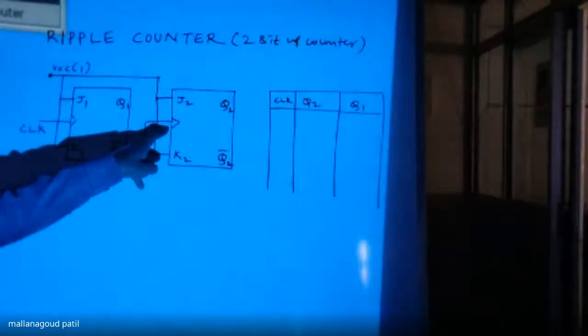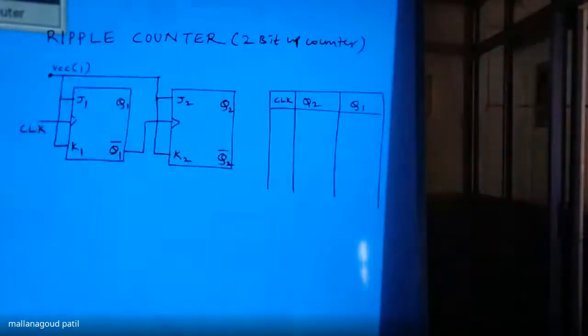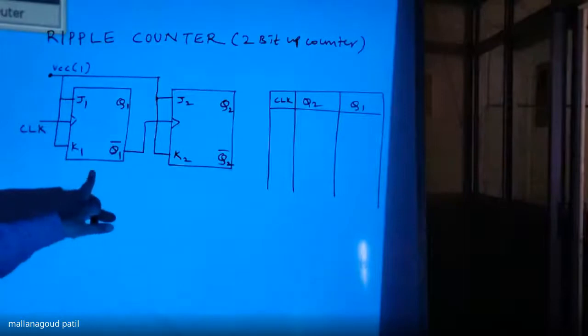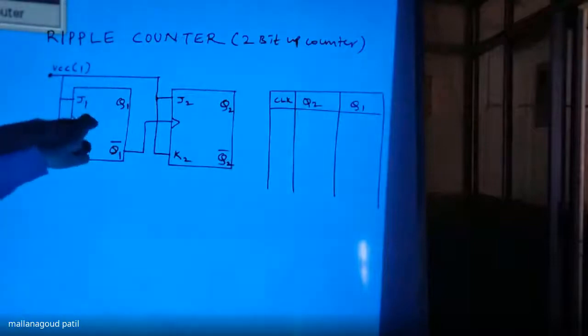For a 2-bit up counter, Q1 bar is supposed to connect to the next flip flop clock. Which type of clock is this? Positive edge clock. If it is a negative edge clock, Q1 is supposed to connect for the up counter. When you want to make a down counter, it is just the opposite. I can repeat once again. This circuit is a 2-bit up counter.